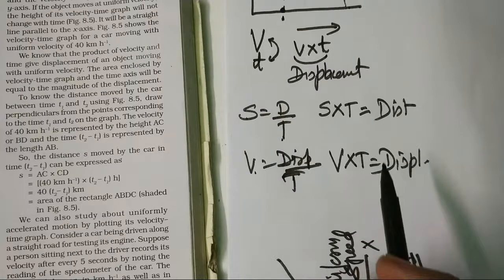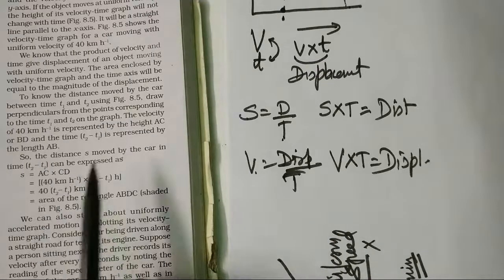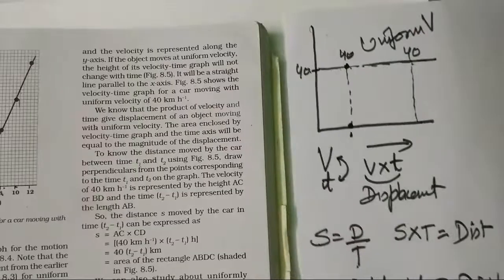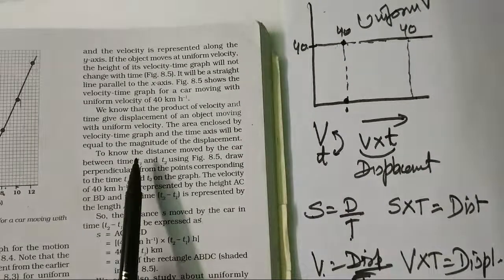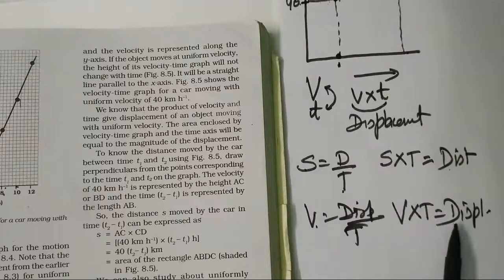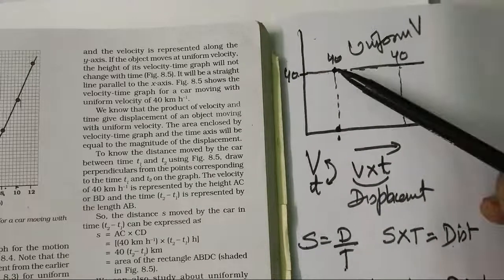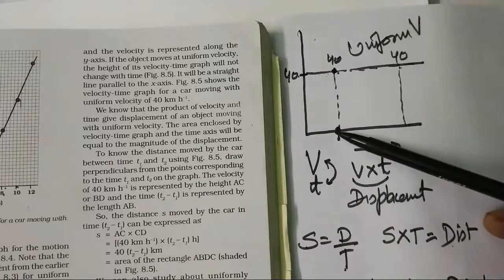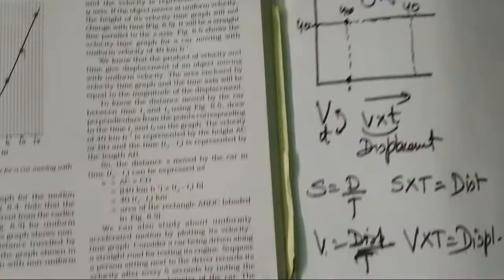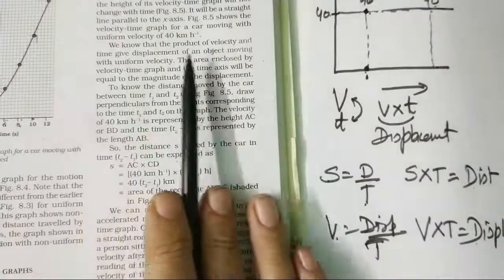Now what is the meaning of this in the graph? In the graph, it is explained that to know the distance moved, or the displacement of the body, we will multiply velocity. So if you know the velocity of the body at this point, you will multiply it by time. If you know the velocity here, you will multiply. And in this graph, if you read this, it is given: the product of velocity and time gives displacement.